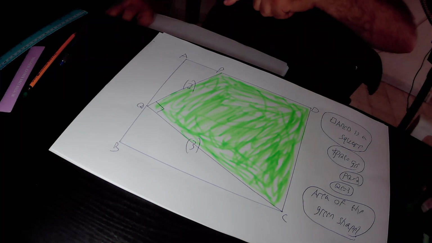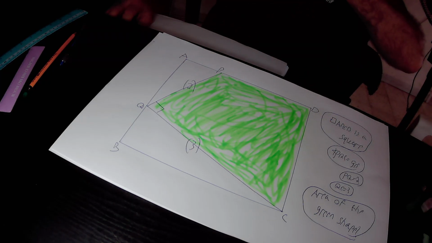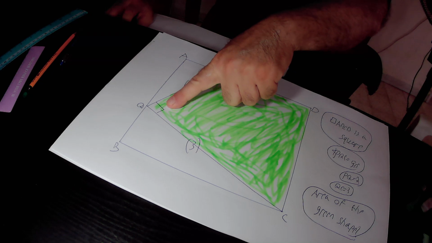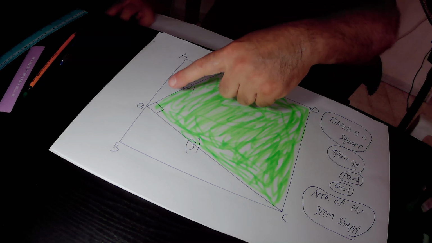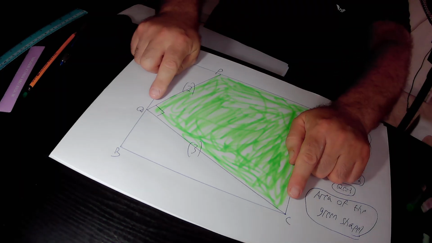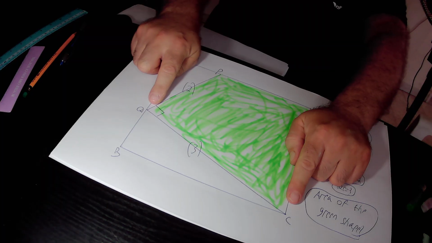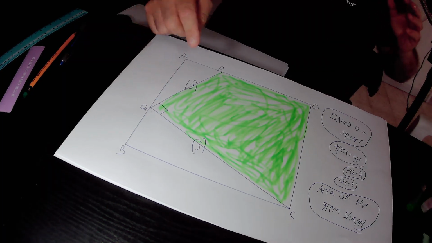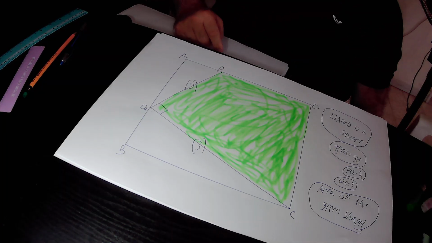In the drawing we have square ABCD. This is angle PQC, that is a right angle. This is line segment PQ, that is equal to 2 units in its length. This is line segment CQ, that is equal to 2 units in its length. Our mission is to find out the area of this green shape.